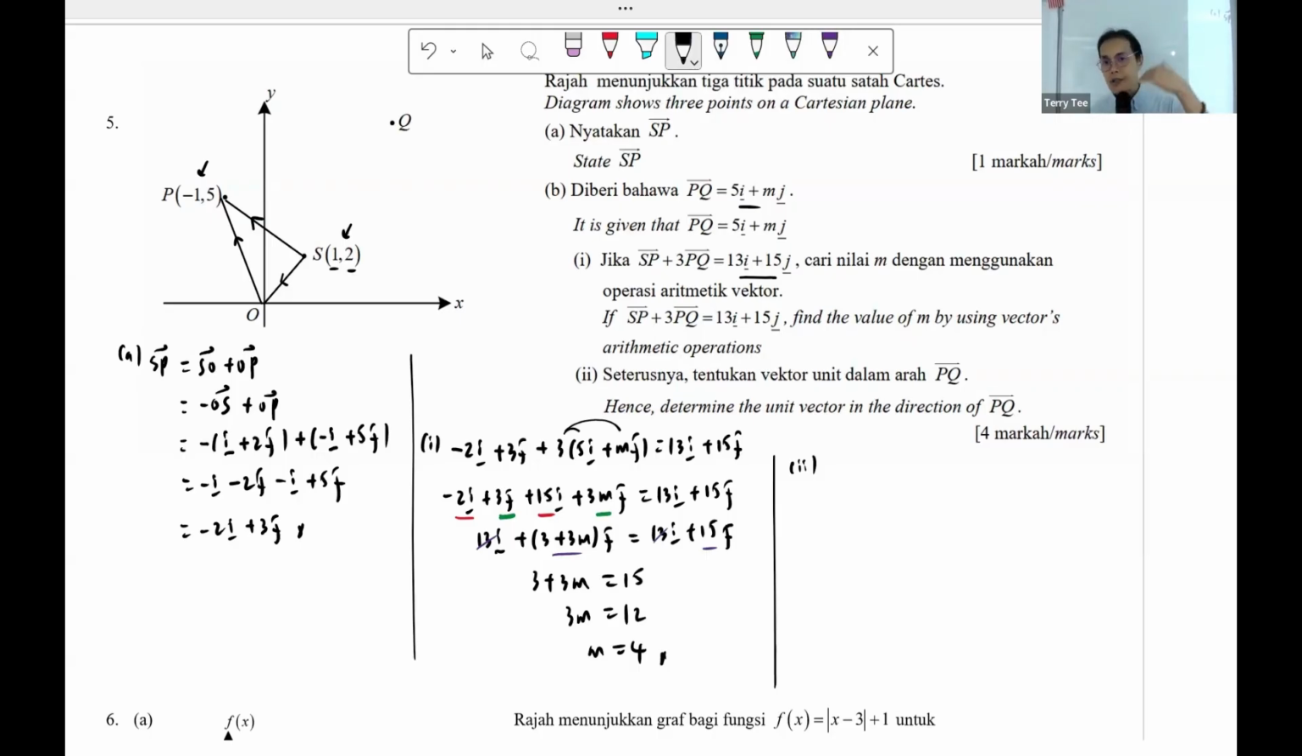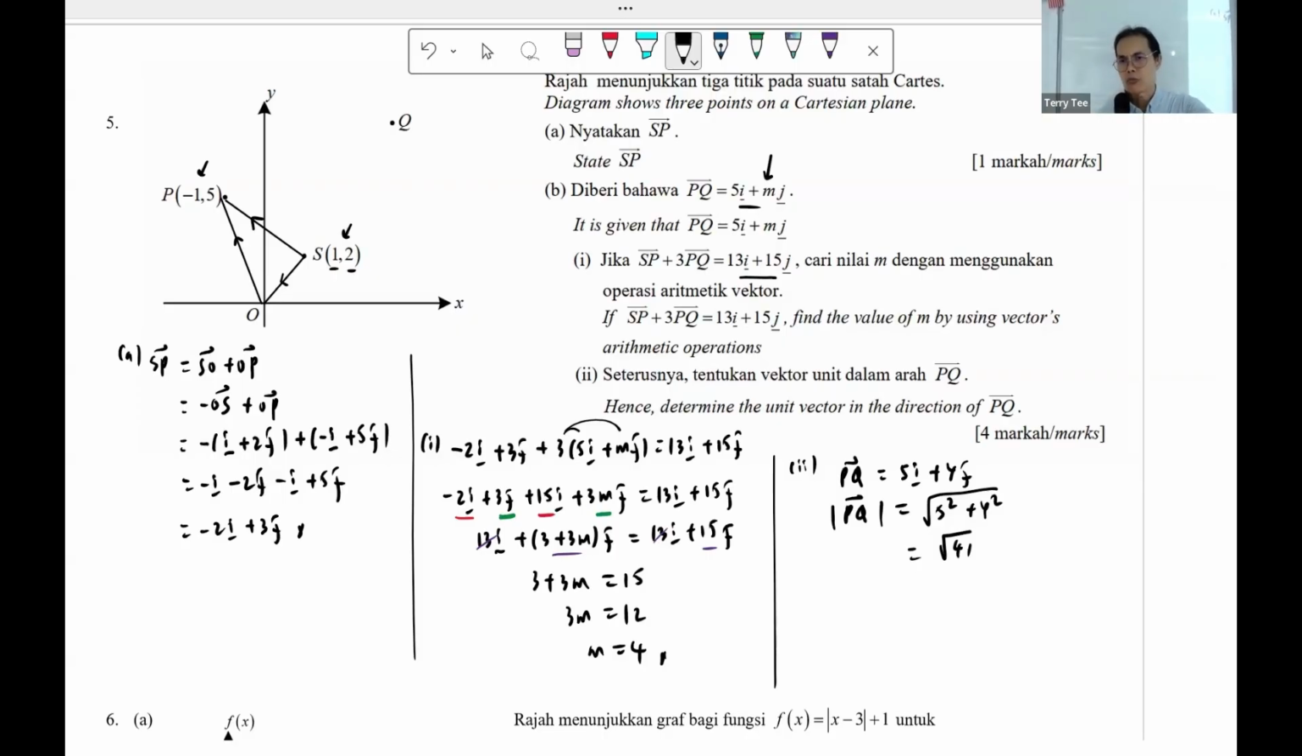Alright, now that you know m equals to 4, we can now find what we call the unit vector in the direction of PQ. Right, so a unit vector is a vector divided by its magnitude. So we need to first find the magnitude of PQ. Since I know m is 4, PQ will be 5i plus 4j. Alright, we take PQ, find the magnitude. So it's the square root of 5 squared plus 4 squared. So it's 25 plus 16, that will be square root of 41. You can use your calculator if you can't do it mentally.